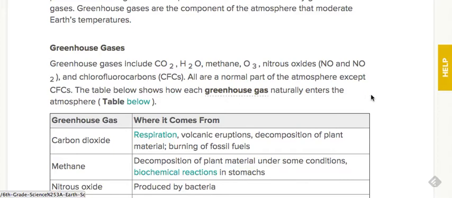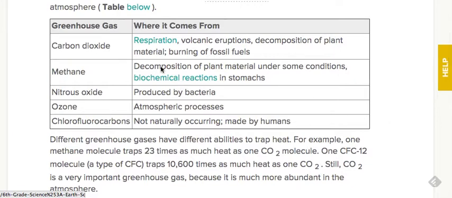The table below shows how each greenhouse gas naturally enters the atmosphere. Carbon dioxide is put into the atmosphere as a result of respiration, volcanic eruptions, decomposition of plant material, and burning of fossil fuels. Usually when we think of fossil fuels, we're thinking carbon monoxide, but there's some CO2 as well. Methane comes from the decomposition of plant material under some conditions, and biochemical reactions that occur in the stomach. The gases that are created as a result of digestion. That's what they're talking about.